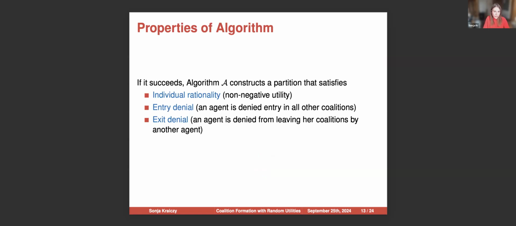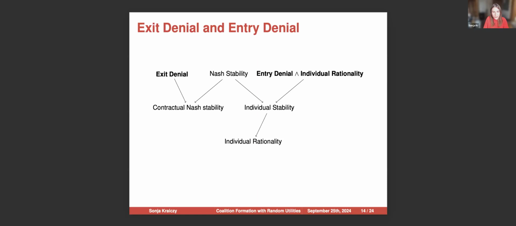And this algorithm that we give actually satisfies a slightly stronger condition than individual stability and contractual Nash stability, namely these three. And these three together imply the other two. So the three are individual rationality, which just means every agent should have non-negative utility for their own coalition. Entry denial, so an agent is denied entry in all other coalitions. Note that here, it doesn't matter whether they actually want to deviate to that coalition, they will be denied anyway. And exit denial, so whether an agent wants to leave or not, they will be denied from leaving their own coalition. And so clearly exit denial is stronger than contractual Nash stability, and then entry denial and individual rationality together imply individual stability.